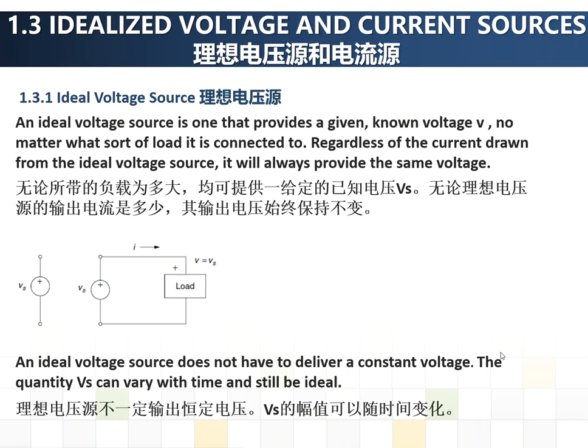Now let's study section 1.3, ideal voltage and current sources. Section 1.3.1 is the ideal voltage source. An ideal voltage source is one that provides a given known voltage V, no matter what load it is connected to, regardless of the current drawn from it. It will always provide the same voltage.